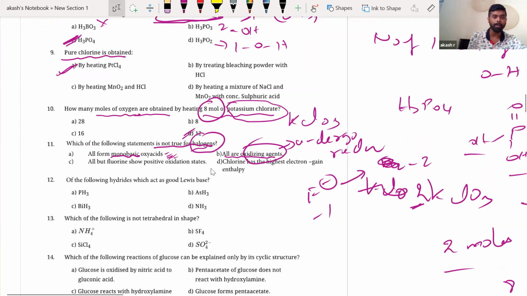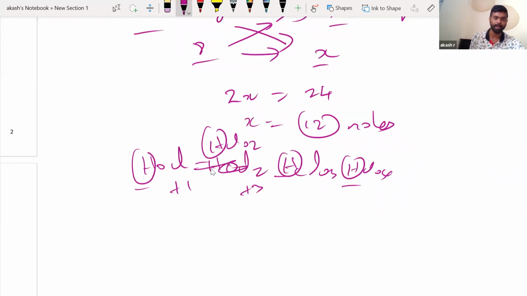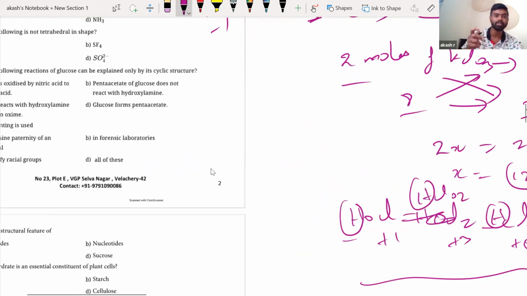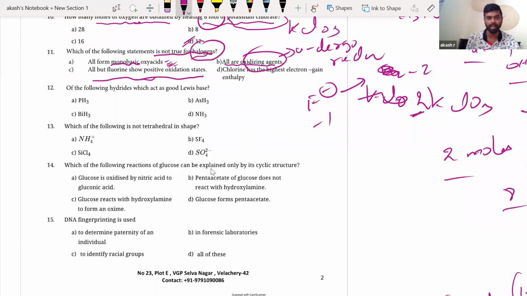Next. All but fluorine shows positive oxidation states. Absolutely right. We have even solved some questions like this in your quiz. Fluorine can form only one oxidation state, that is F minus, -1. But if you check for chlorine, in the case of HClO3, whatever we showed here, chlorine is in +1, +3, +5, +7. All these oxidation states are possible. But for fluorine, there is only one, that is -1. So this statement is also correct. All but fluorine shows positive oxidation state. Yes, absolutely right. Okay, next.